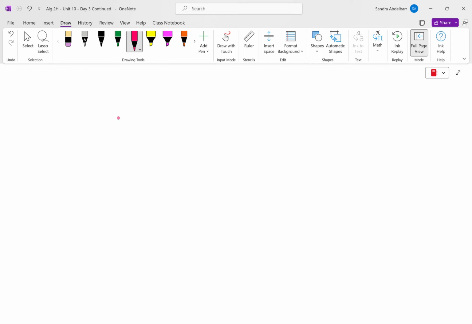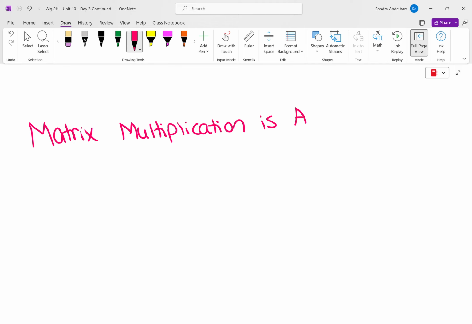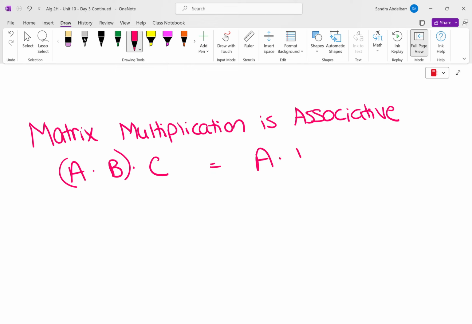Okay, so last thing, we are going to say that matrix multiplication is associative. A times B times C, meaning we just move the parentheses, we don't move the order, is equal to A times the quantity of B times C.